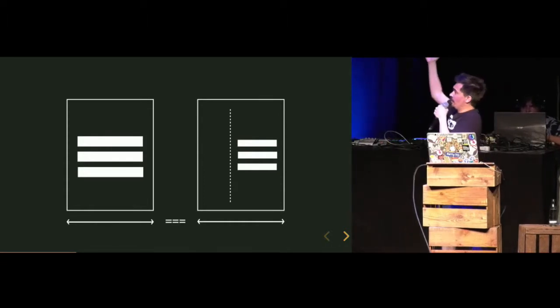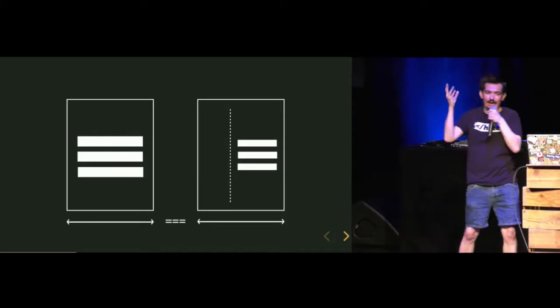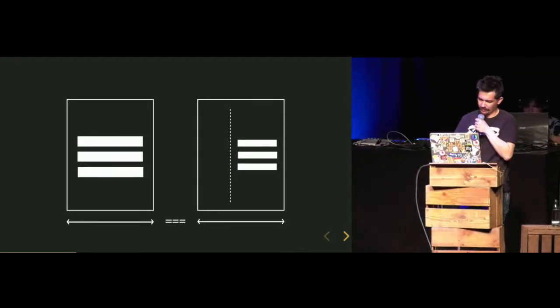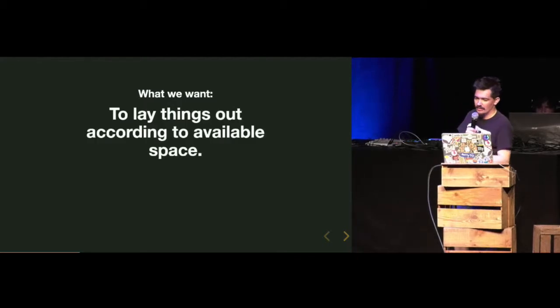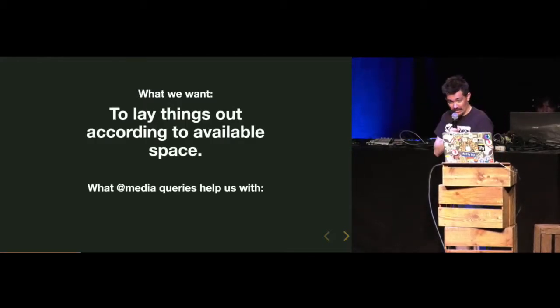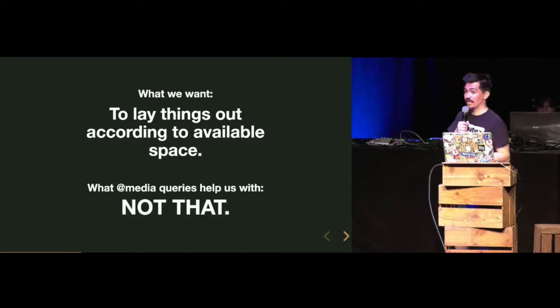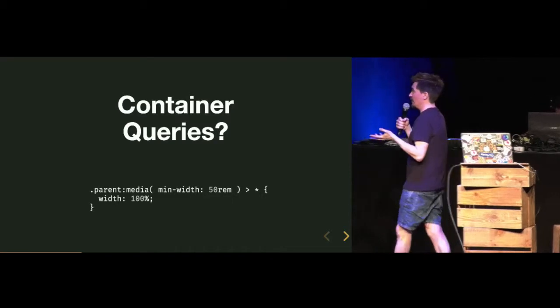So we'll get to this point where we can switch, but then those ones on the right will have been allowed to get narrow and squashed up at that point. So let's put it this way. What we want is to lay things out according to available space. What media queries help us with is not that. So there you go. So then people started talking about container queries.